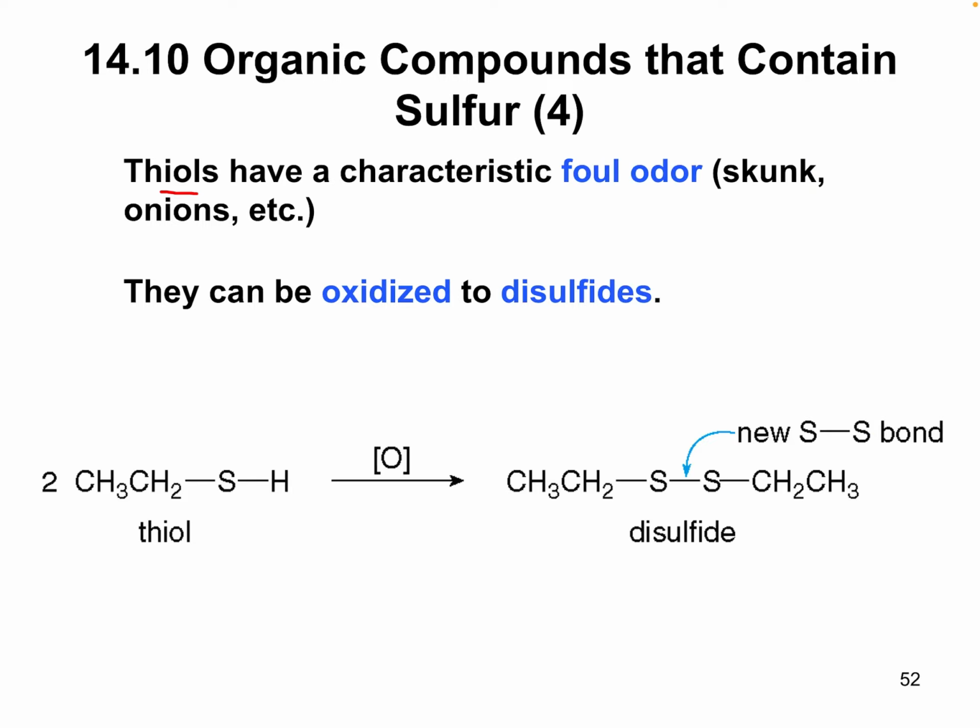That's why natural gas coming from places that sell it is dosed with small amounts of thiols, and that way our noses can detect when there's going to be a gas leak. So using oxidizing agents, and there are a number of different oxidizing agents that could be used for this, we can oxidize thiols to disulfides.